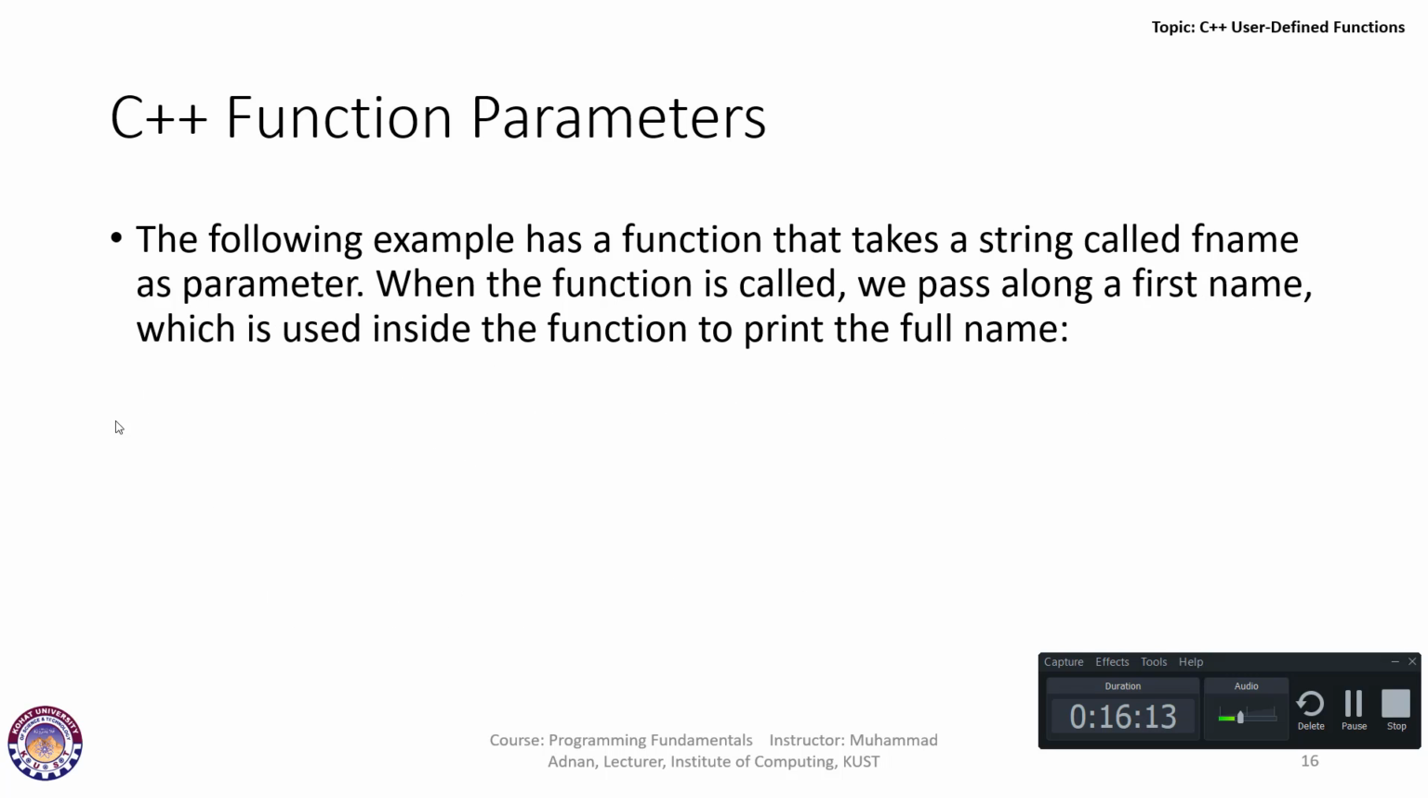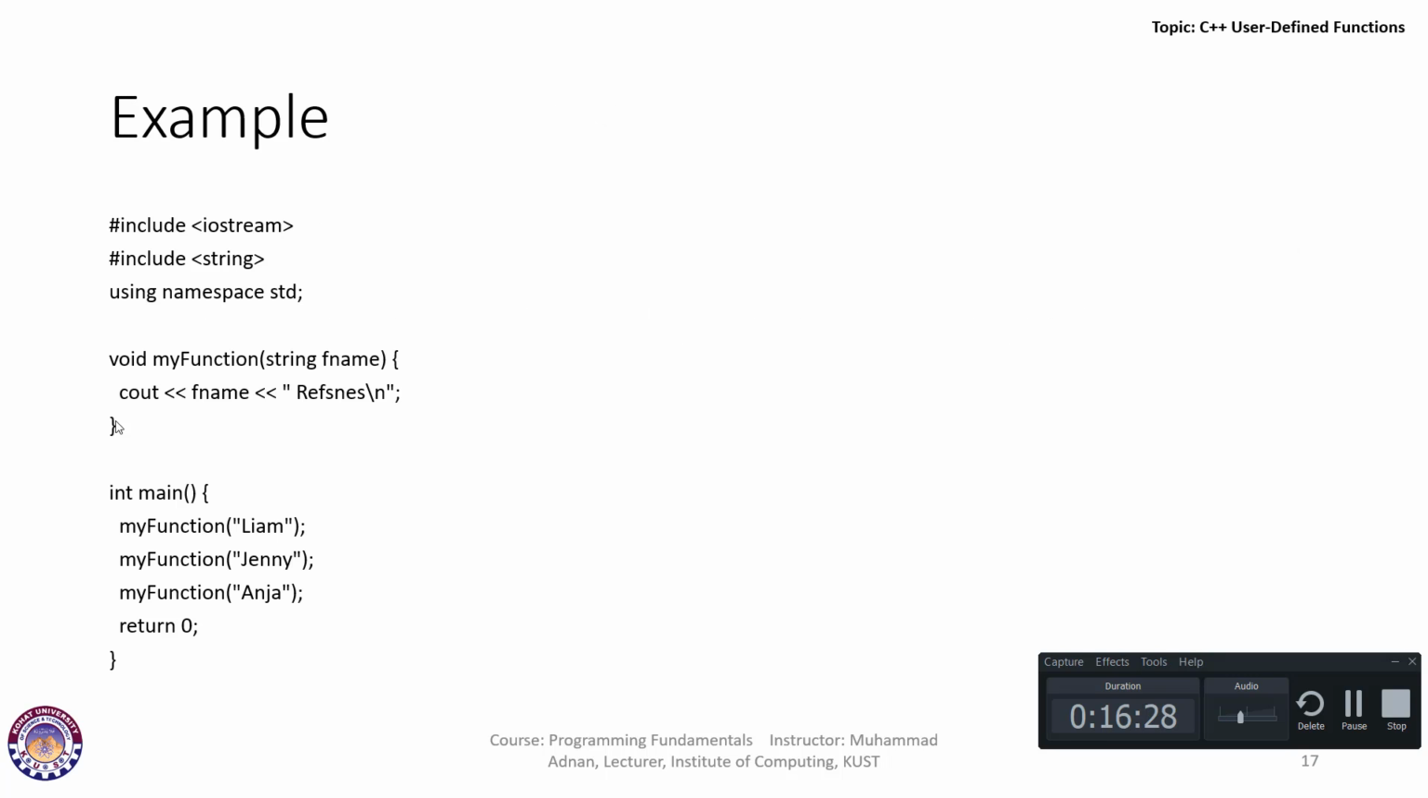The following example has a function that takes a string called fname as a parameter. When the function is called, we pass along a first name which is used inside the function to print the full name. So here is an example. You can notice here that inside this function declaration and definition, we are writing fname as a string, and then we are displaying it.